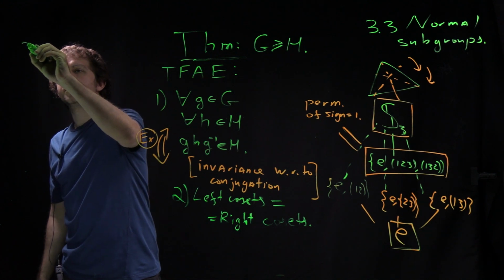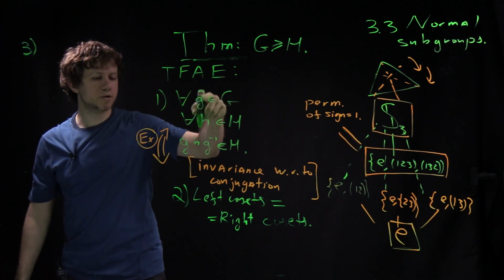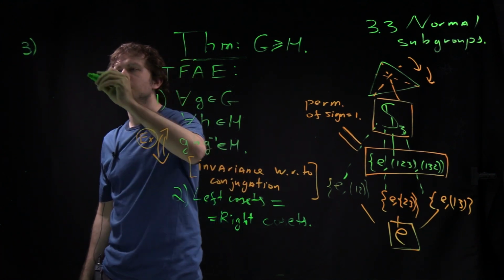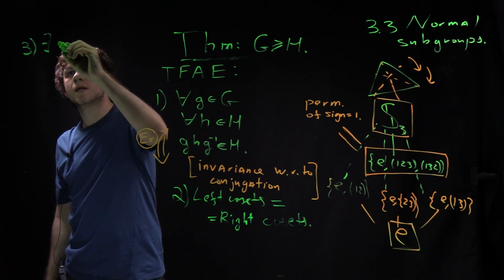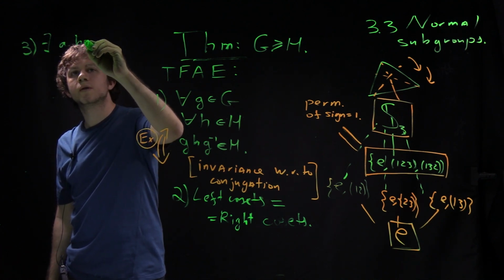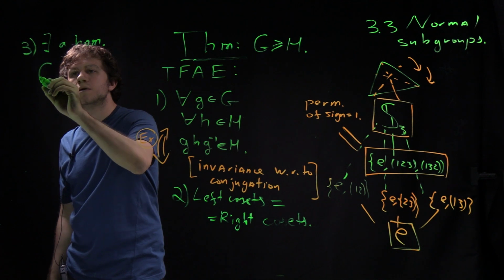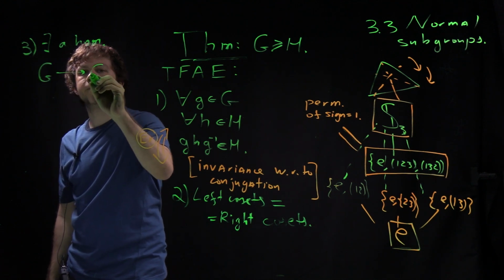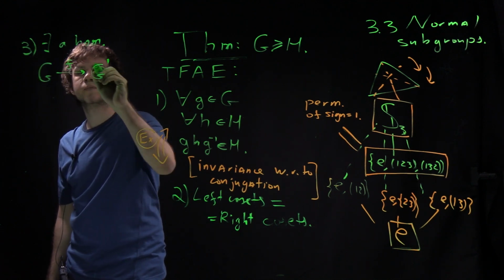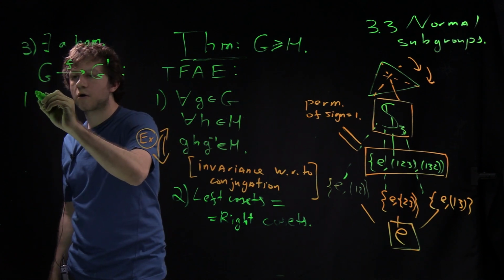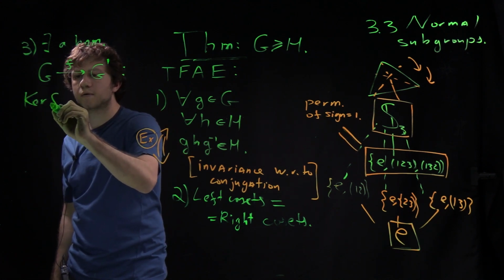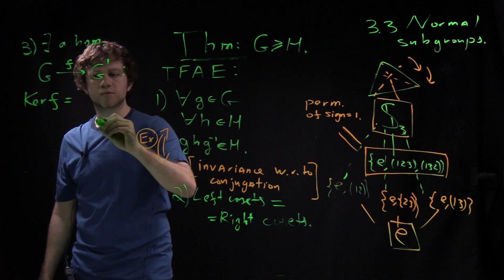Finally, there is a third condition which is equivalent to these two, and this is less trivial. There exists a homomorphism from G to some group G prime, let me call it F, such that the kernel of F equals H.